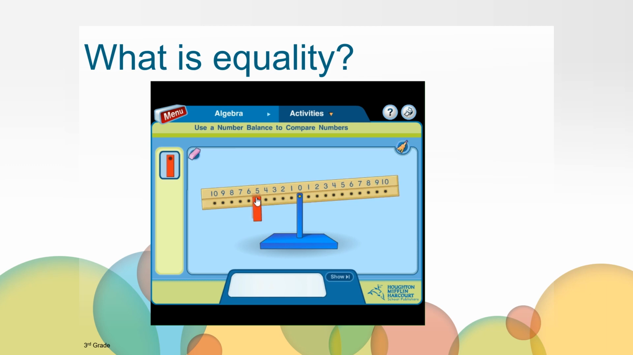If I put 5 on the left side, what do I need to put on the right side to make it balanced or the same? I would need to put 5 on the right side to make it balanced or the same.